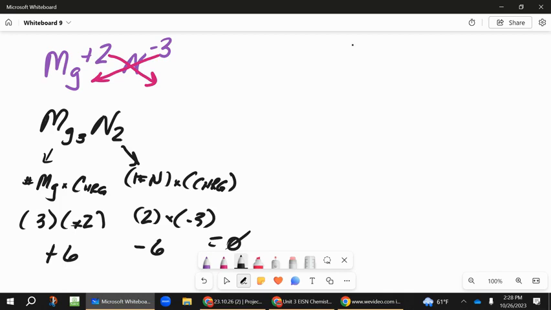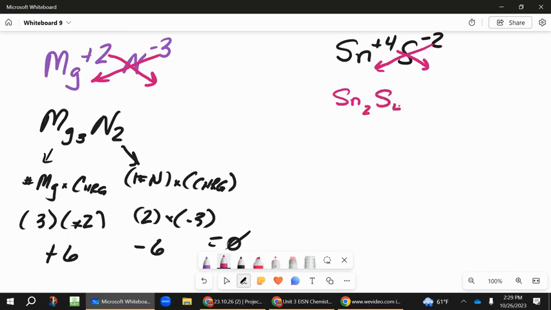Now, the only place where the crisscross method may let you down, ladies and gentlemen, is if you get to a compound like this. We do the crisscross method here by taking this 4 and bringing it down by the sulfur. We take this -2 and bring it down by the tin. Now remember, ladies and gentlemen, we never write negative numbers. You can't have a negative amount of an atom. So these subscripts at the bottom need to be positive numbers. So we put the 2 here. We put the Sn4 there. Charge is 0. No doubt about that.